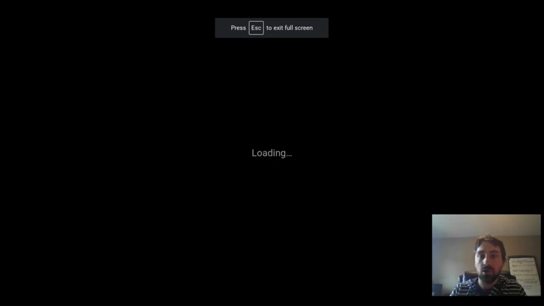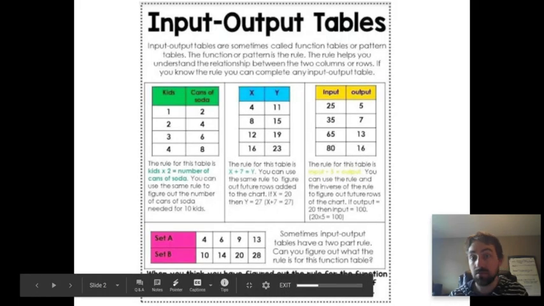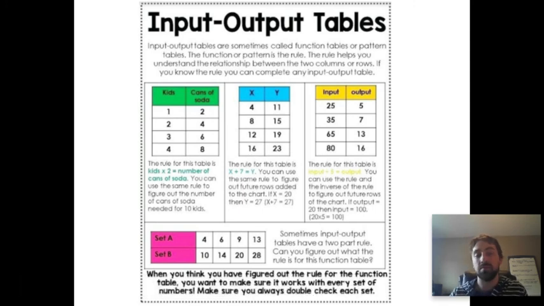So to start off, we are going to look at these tables. These are called input-output tables, also sometimes called function tables or pattern tables because they help us find a pattern. The function or pattern is the rule. We are looking at the rule that is applied to all of these tables. The rule helps you understand the relationship between the two columns or rows. If you know the rule, you can complete any input-output table.